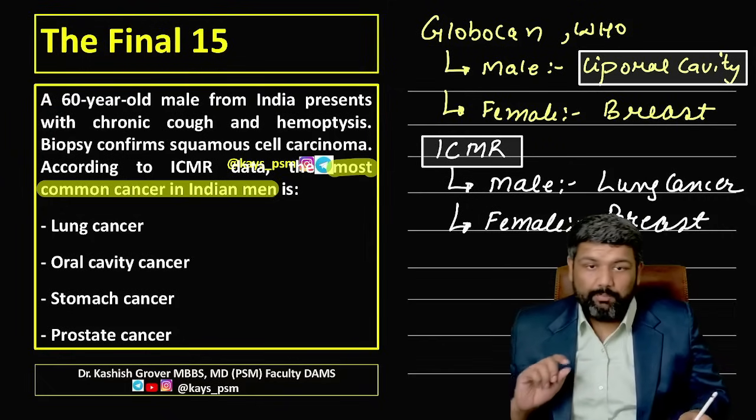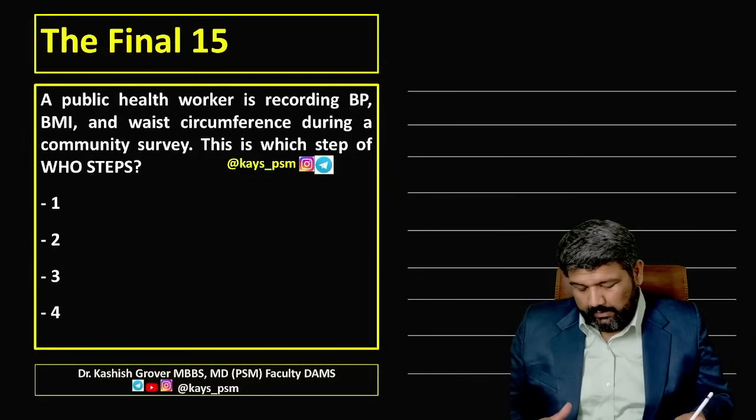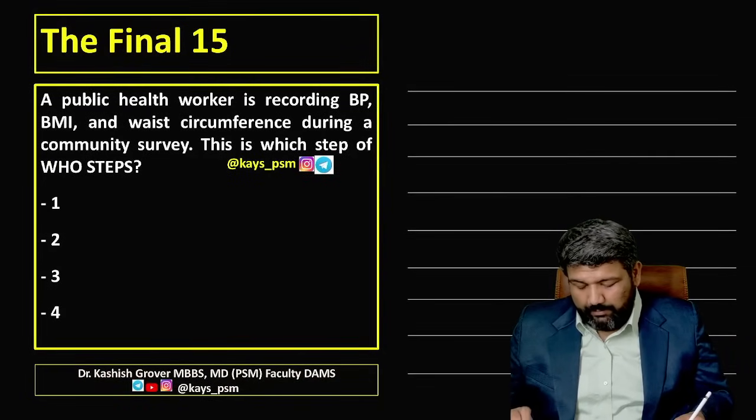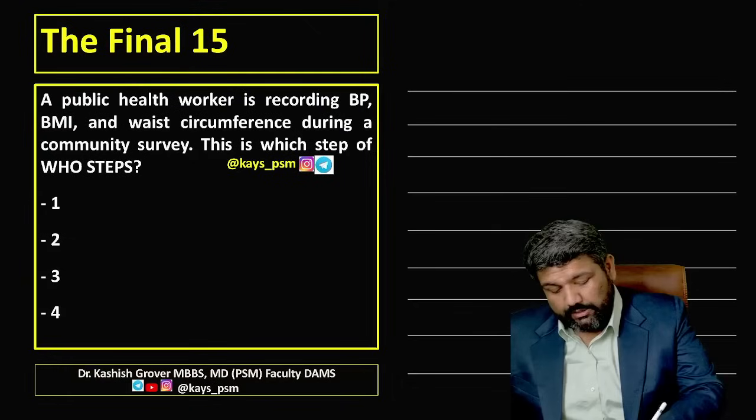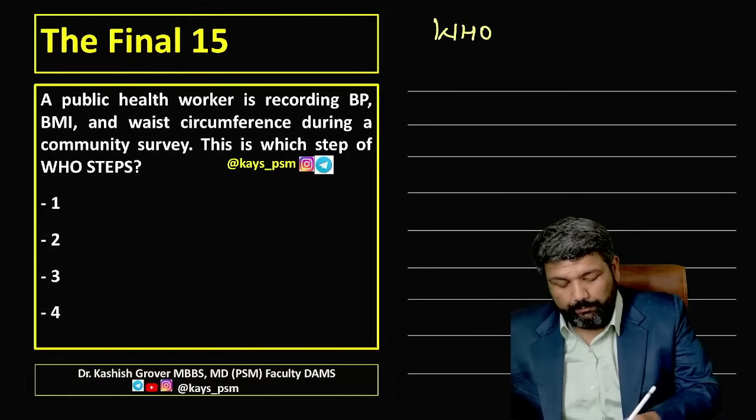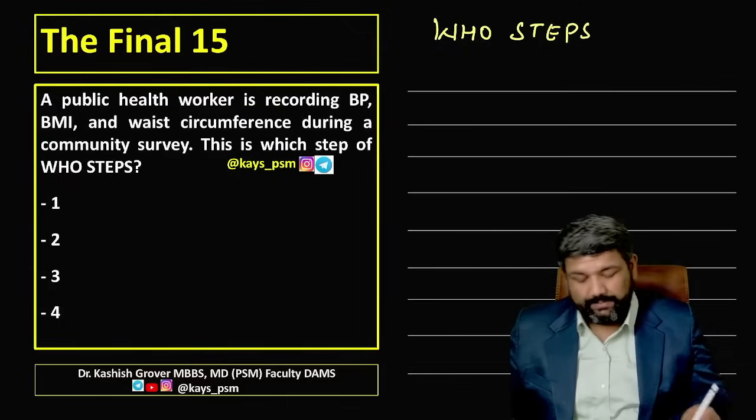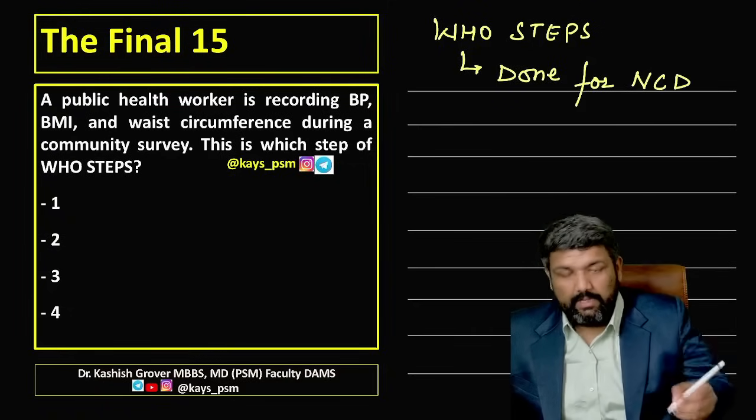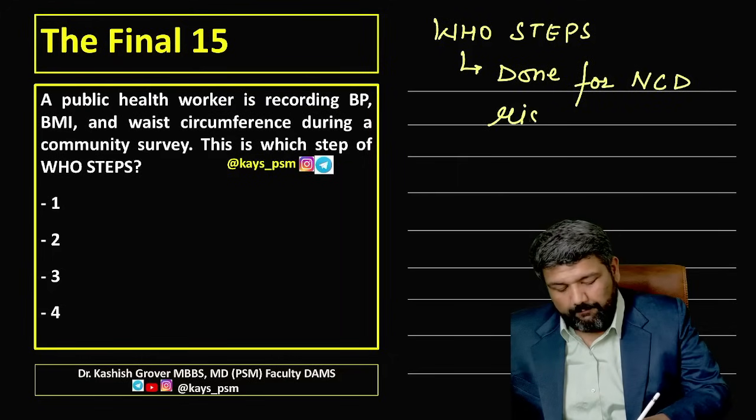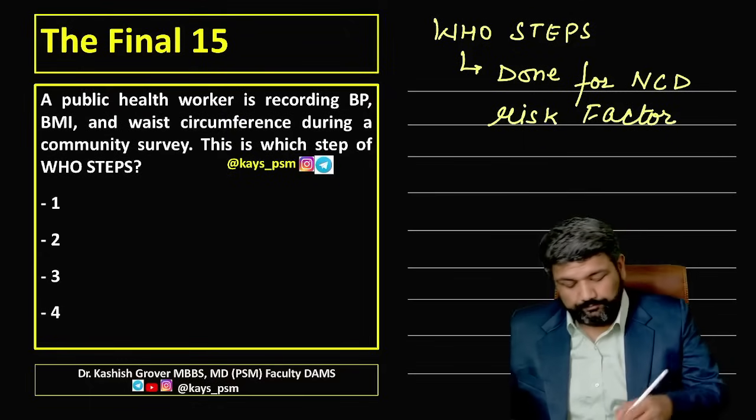Right? So please, no confusion. I'm talking here about Indian data. A public health worker is recording blood pressure and waist circumference. So which is the WHO STEPS approach? Guys, WHO STEPS. This is done for NCD risk factors.